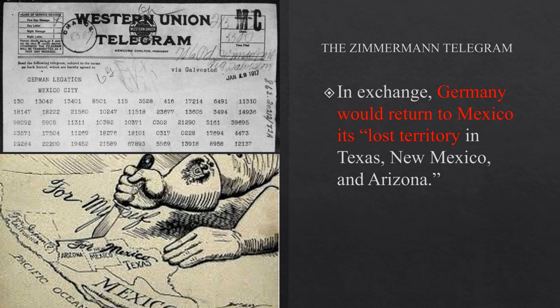Now, check this out. The telegram said that Germany would begin unrestricted submarine warfare on February 1st. If war erupted with the United States, the ambassador was instructed to offer the Mexican government an alliance. If the US entered the war in Europe, Mexican forces would invade the United States. In exchange, Germany would return to Mexico its lost territories in Texas, New Mexico, and Arizona.